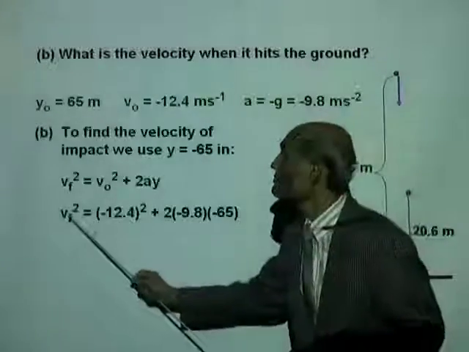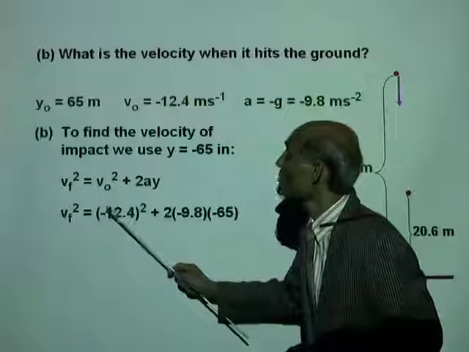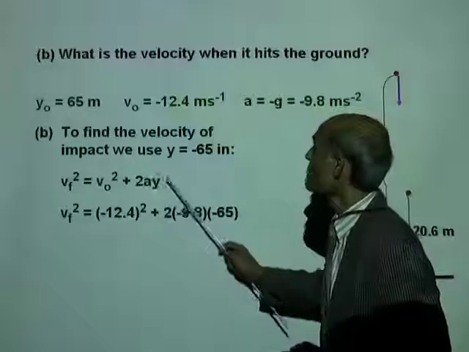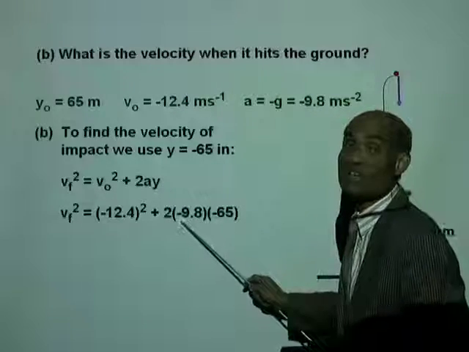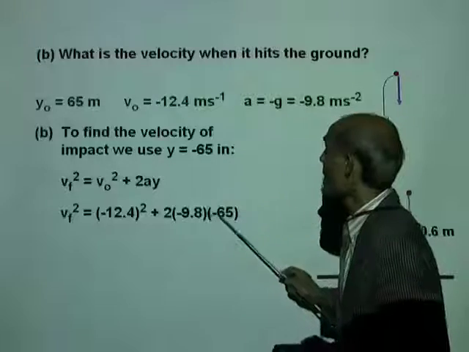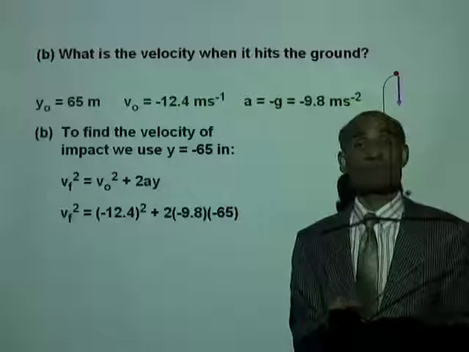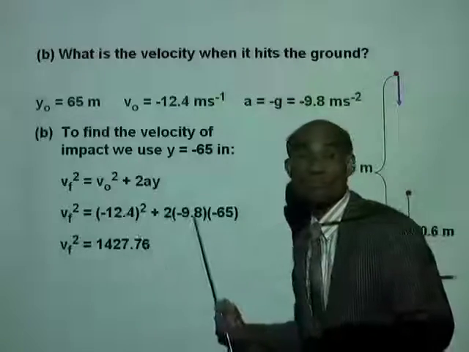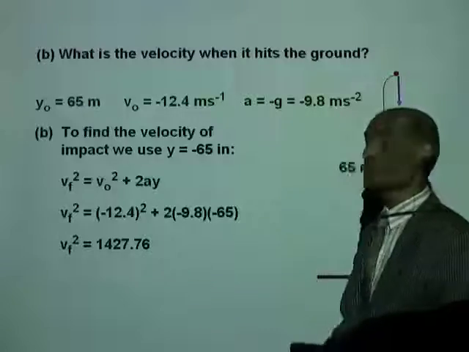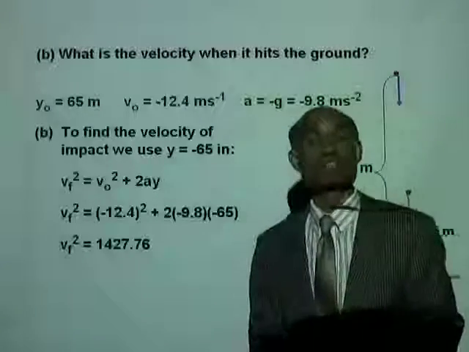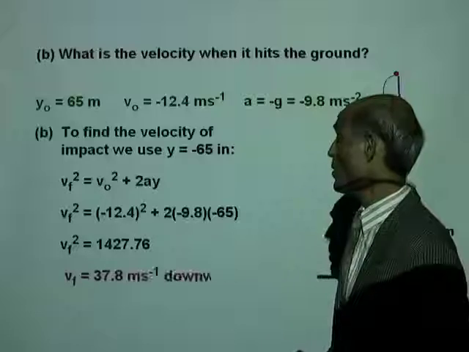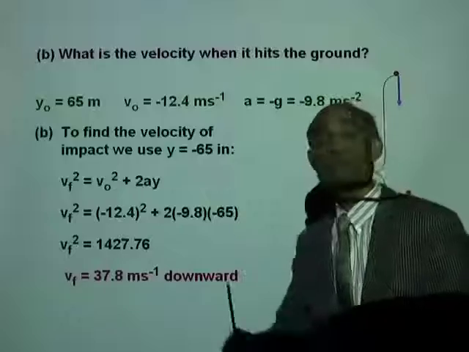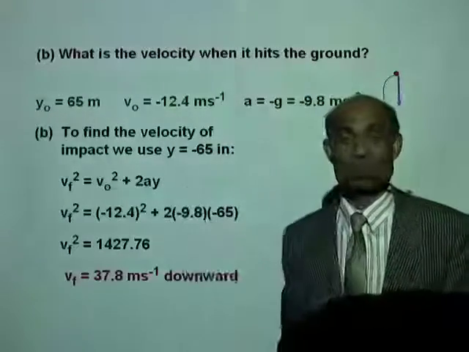Alright, that gives you Vf squared is V0 squared, negative 12.4 squared, plus 2 times, in place of A I wrote negative 9.8, in place of Y I wrote negative 65. And you can see all this becomes positive. Vf squared is 1427.76, or Vf is the square root of that, that is 37 meters per second downward.